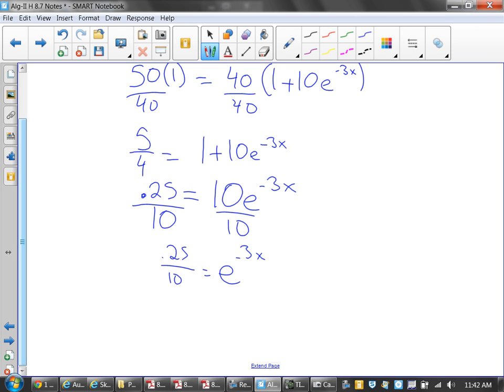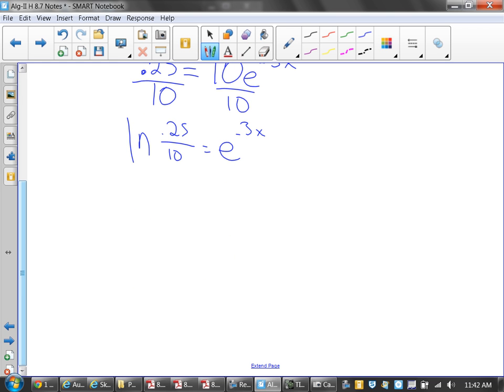How do you undo e? You natural log it. Now you have the natural log of 0.25 over 10 is negative 3x. Divide by negative 3.